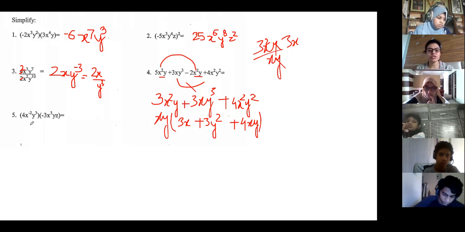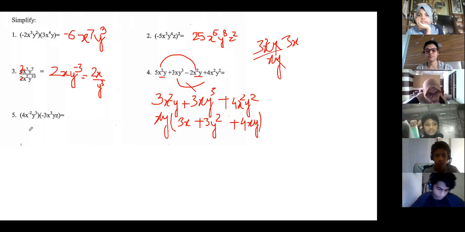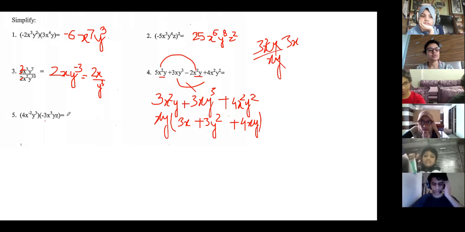Now next one, question number 5. Okay, Muazzam, now you try. What will be the answer for question number 5? Two brackets multiplied. Ma'am, first we will multiply 4x and 3x. First you multiply the whole numbers, 4 and minus 3. Yes, ma'am. So what is the answer? Minus 12. Now you multiply x raised to minus 2 and x raised to 3.